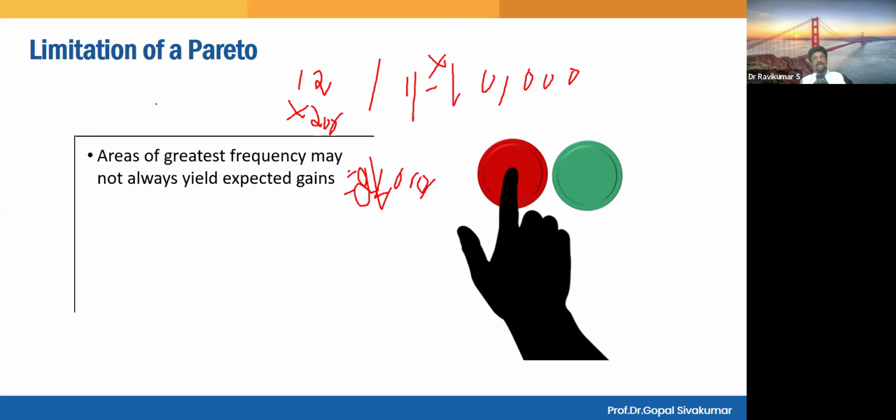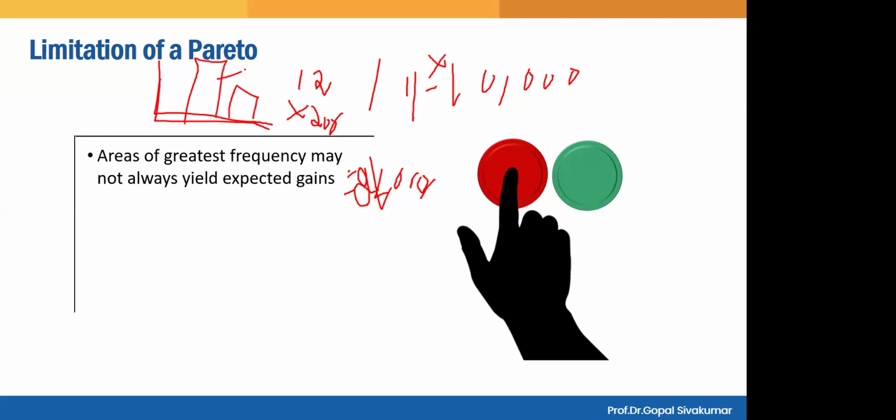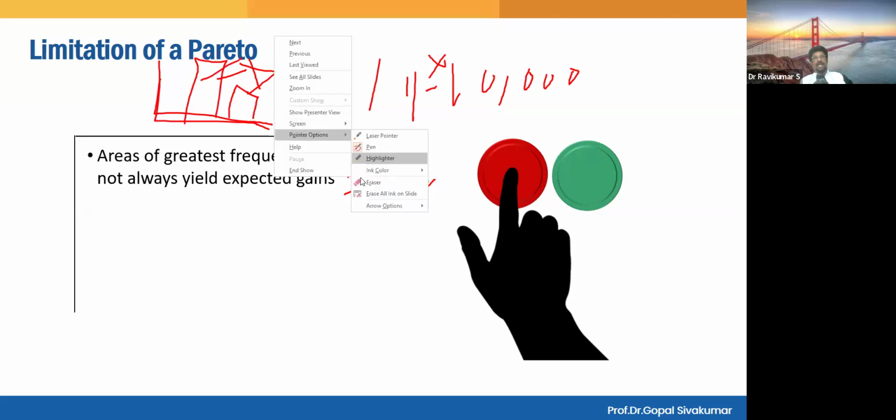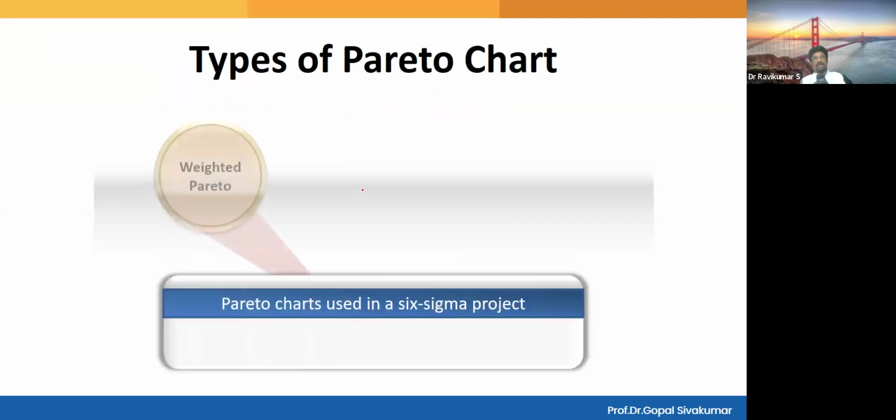Which one will be coming first? The engine or the speedometer cable? Engine. So when you convert the numbers into a cost by multiplying it with the cost, you get a real weighted Pareto. Now you can decide based on the cost impact. Okay, that is called weighted Pareto.